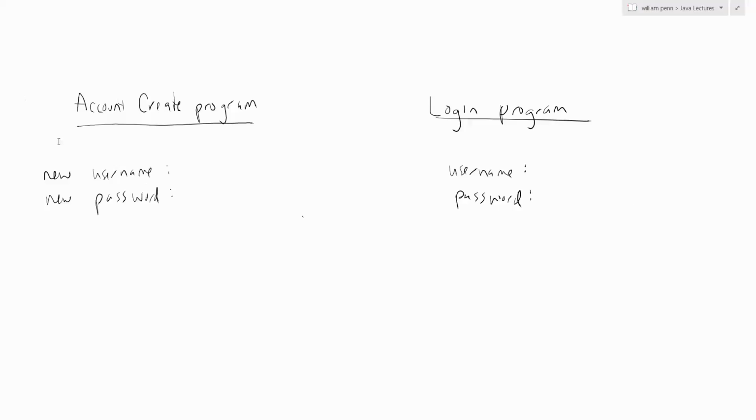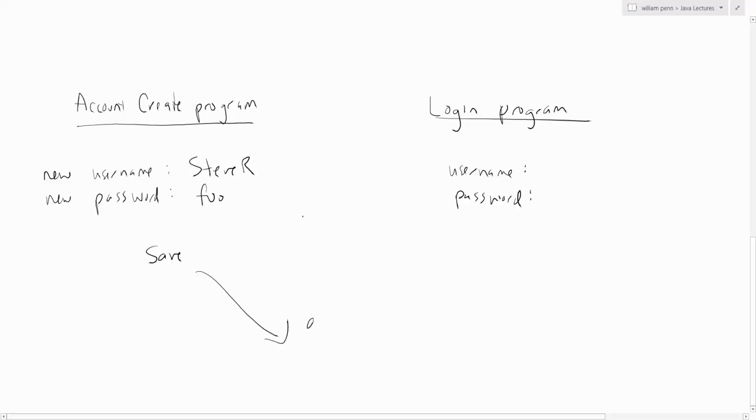So what this program is going to do is it's going to display something like this: new username, new password. Somebody's going to type in their username, and they're going to type in some password like this. And then after they enter their password, we're going to save that data, or send that data to a file. So we're going to open some file. We'll call it something like accounts.txt. So we'll create this file called accounts.txt, and then we'll write whatever they typed into that file.